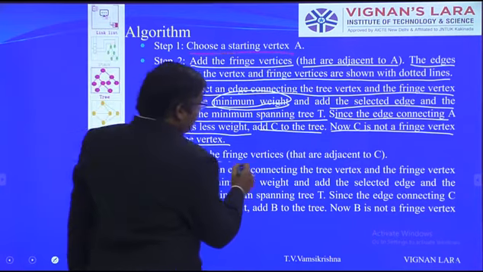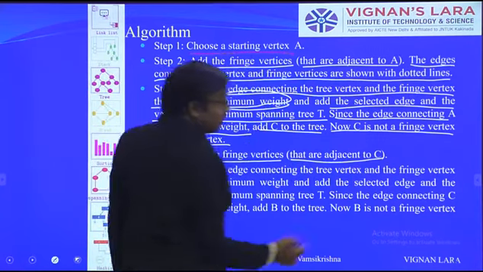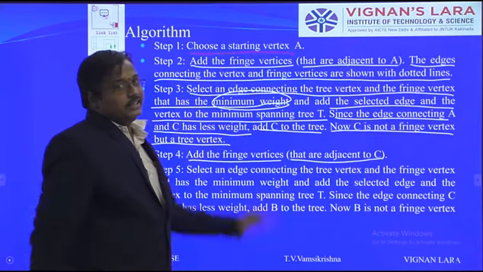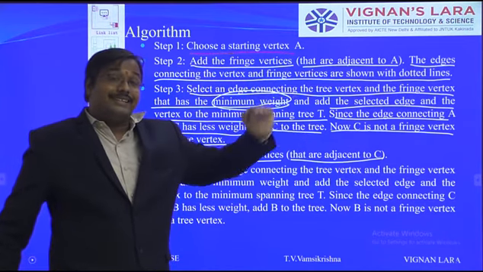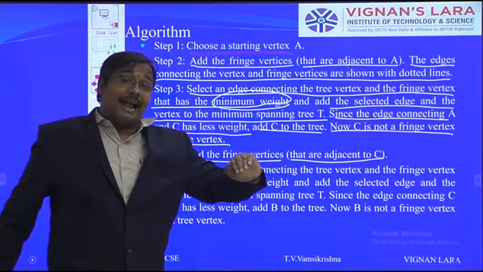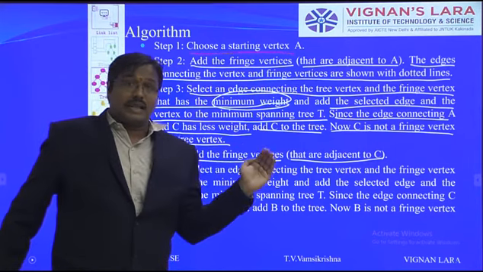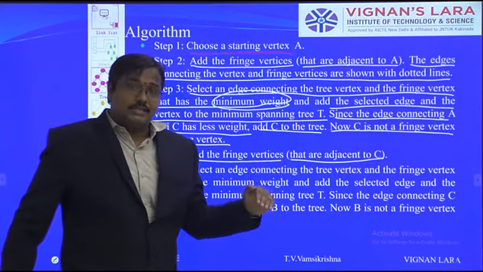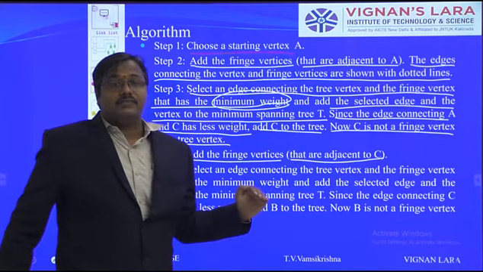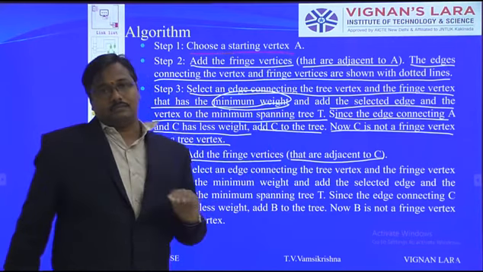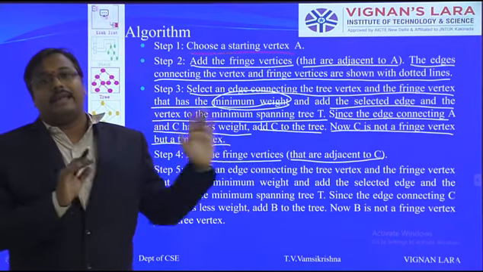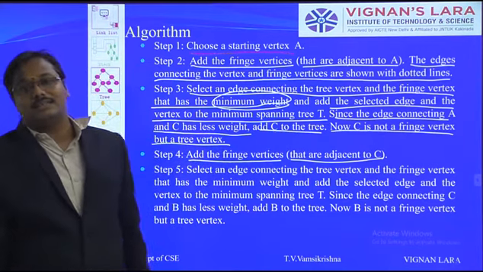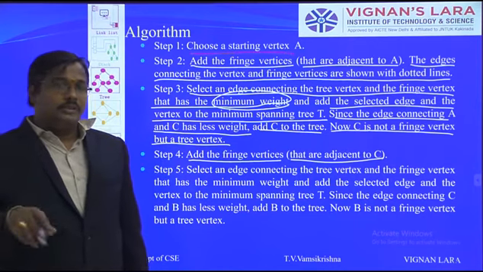So add the fringe vertices that are adjacent to C also. In the first step, we calculated the fringe vertices of A only. In the second step, we add C also as a tree vertex. So in the next step, we calculate the fringe vertices of A and C. Not only C, not only A. A and C fringe vertices we have to consider. And again repeat the same thing.